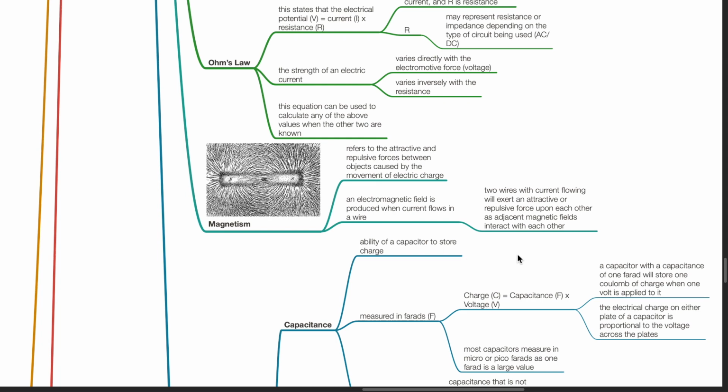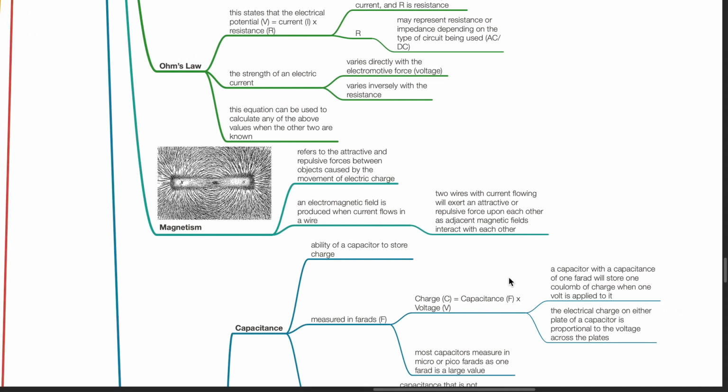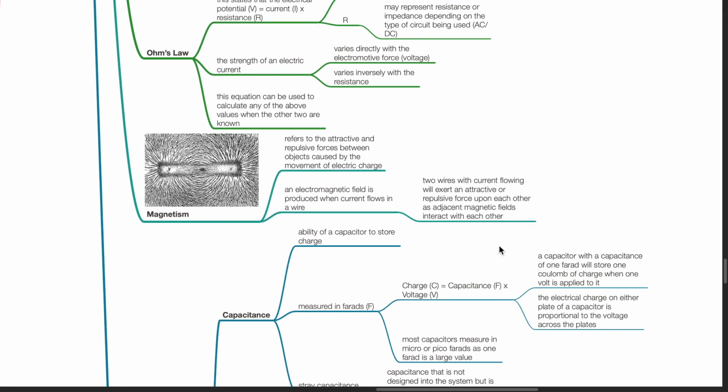Magnetism refers to the attractive and repulsive forces between objects caused by the movement of electric charge. An electromagnetic field is produced when current flows in a wire. Two wires with current flowing will exert an attractive or repulsive force upon each other as adjacent magnetic fields interact with each other.